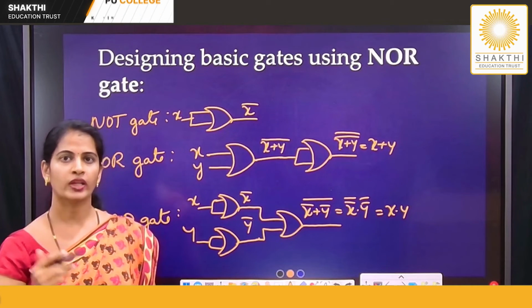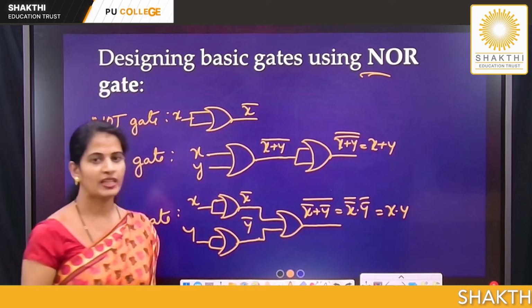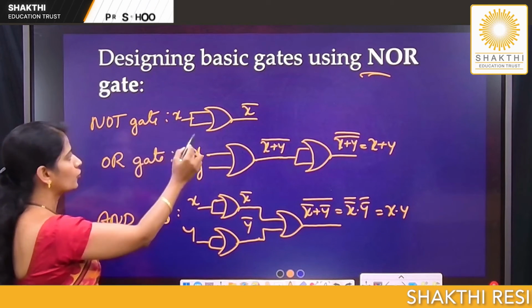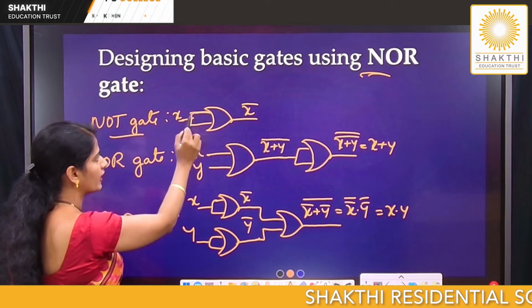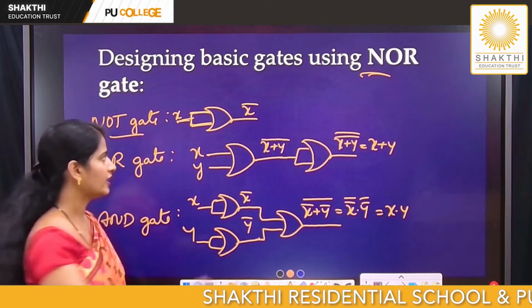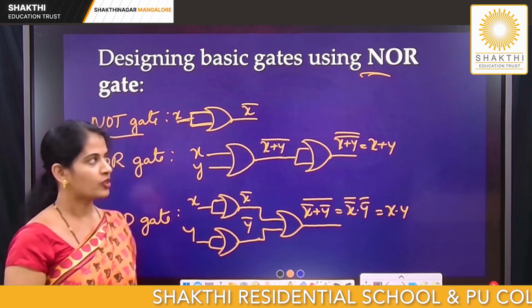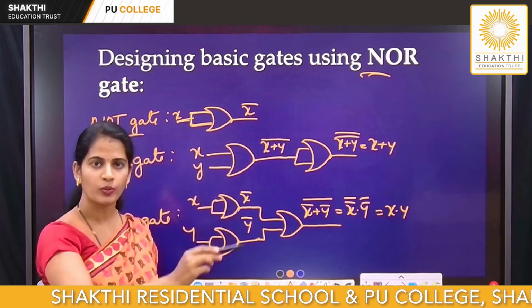So next, let's see how you can design basic gates using NOR gate. Similar to NAND gate, you are going to use this gate once to get NOT gate. You connect the two input signals together and give one input signal to the NOR gate, and you will get x bar. It is easy to get OR gate from NOR gate because it is a complement.